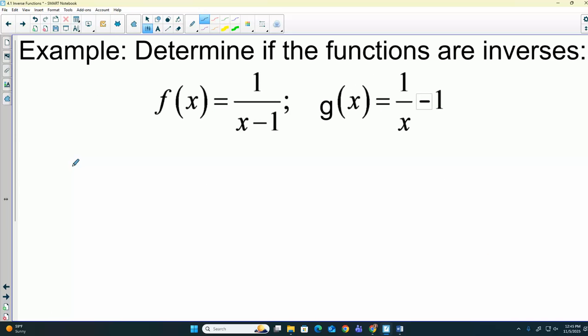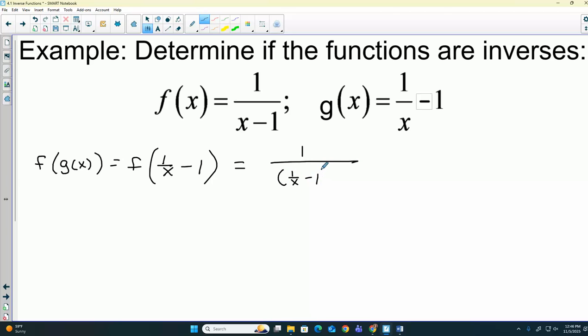Let's do another one together. So if I want to check if these things are inverses, so f composed with g. That's f of g, which is 1 over x minus 1. I am going to put that into function f. So function f is 1 over whatever I'm putting in for x, minus 1.